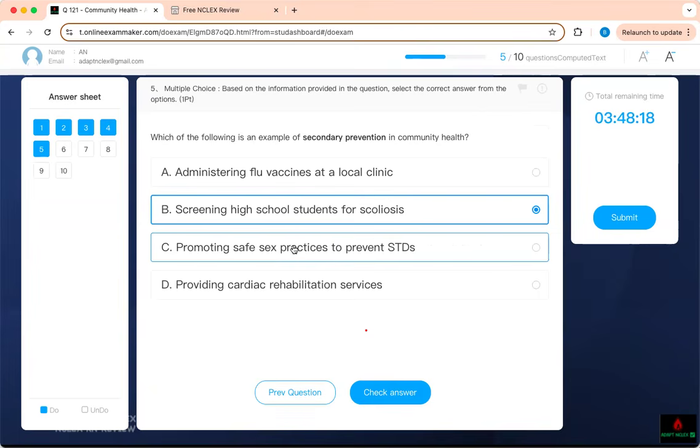That's screening. Promoting safe care practice to prevent STD is teaching them, right? That's not screening. Providing cardiac rehabilitation service. They have a heart problem. You're providing rehabilitation, which is a tertiary prevention.